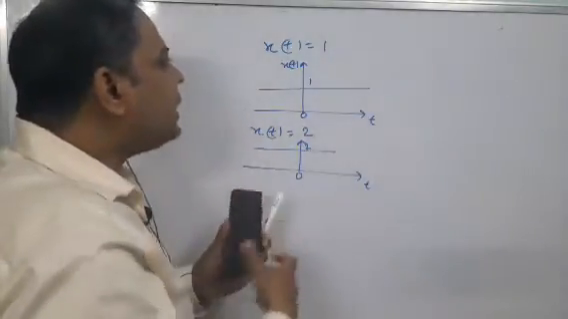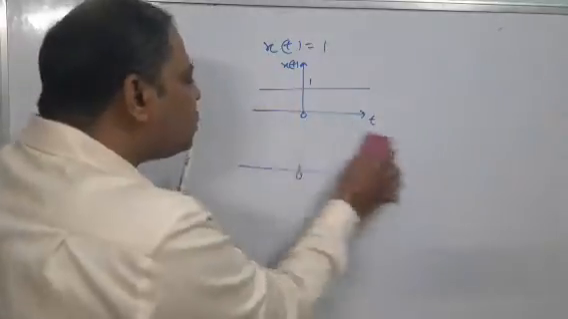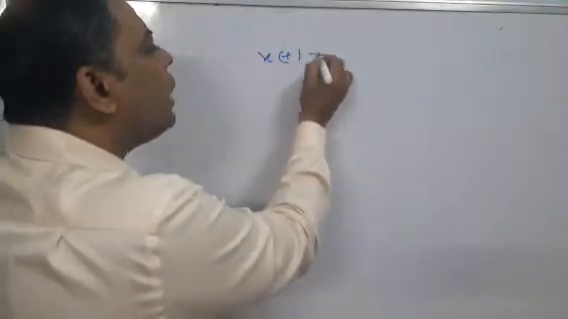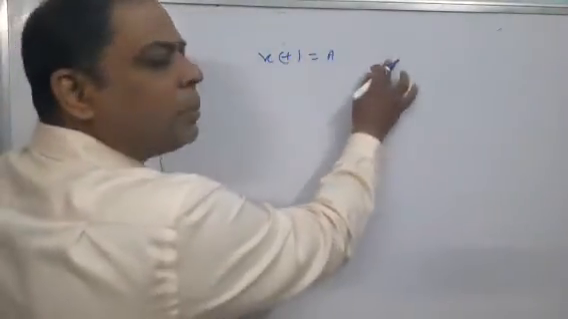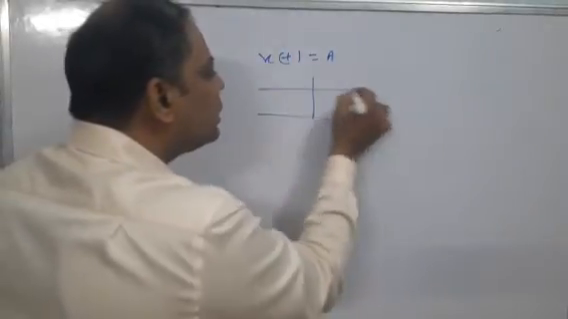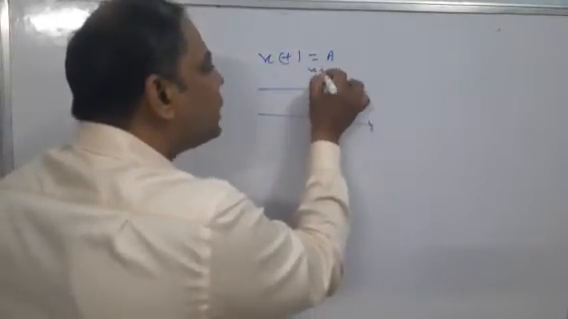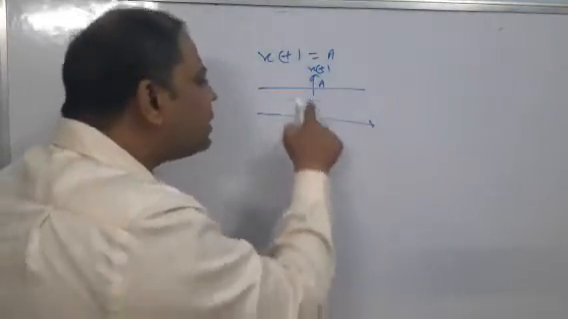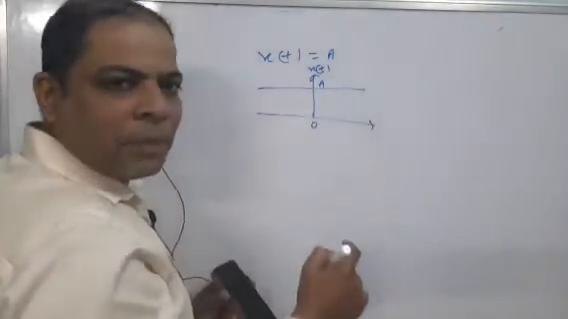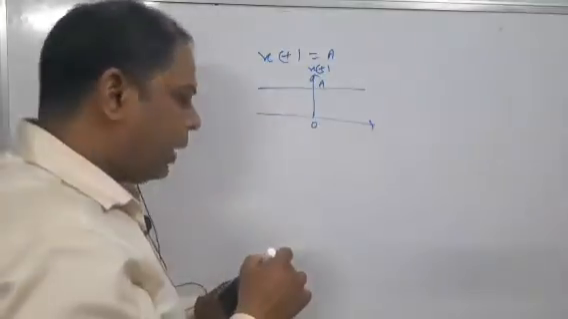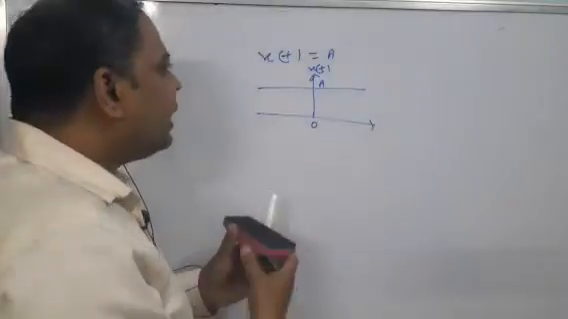Okay. So x(t) is equal to 1, x(t) is equal to 2. Similarly, in general you can say x(t) is equal to A, where A is any constant. Nothing is mentioned, so for all t it is defined as A. This time A, this time A, for all t it is A. Understood? Okay. Next, see the next plot.